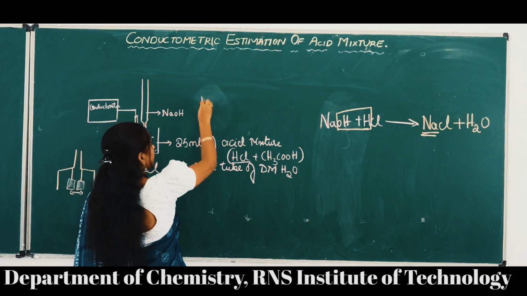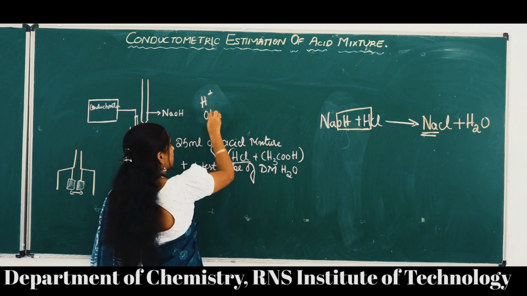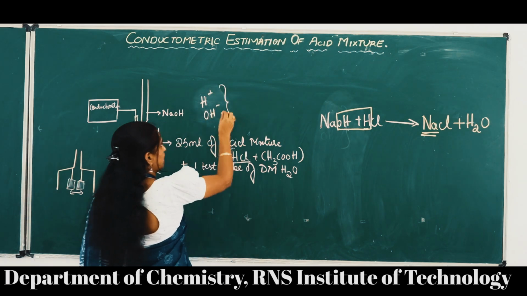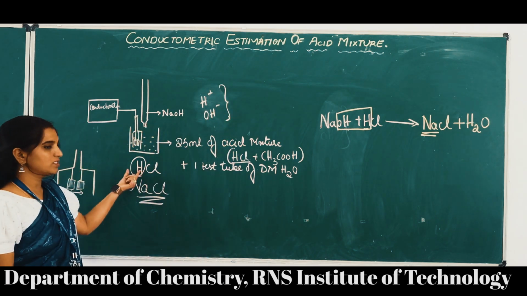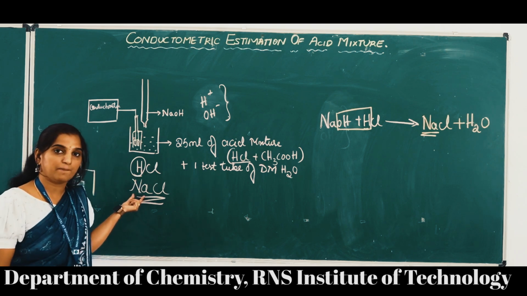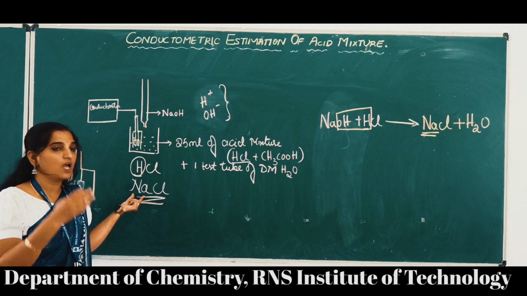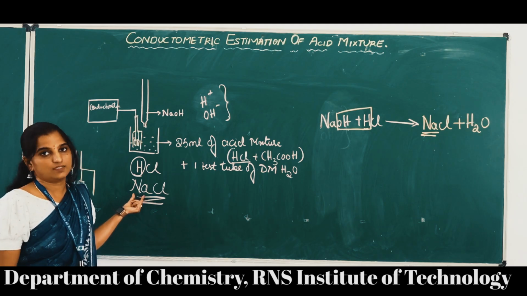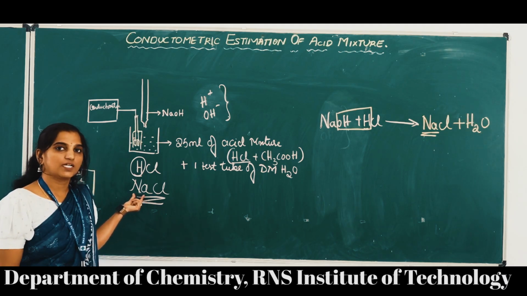I have told you that H plus and OH minus ions are high mobile ions. So what is happening now? Since the highly mobile H plus ion is being replaced by the less mobile Na plus ion, our conductance decreases. So initially the conductance decreases.